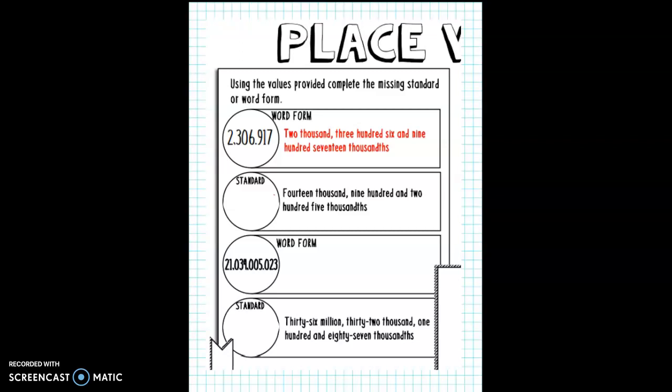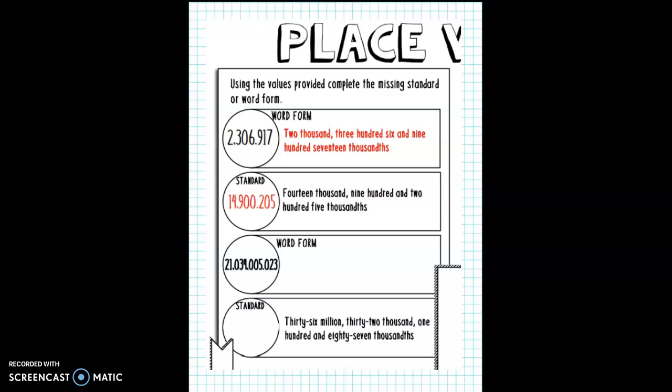The next one says 14,900 and 205 thousandths. Notice that the "and" is where your decimal goes. So for that number, you would write the digits 14, comma, 900, decimal point, 205.